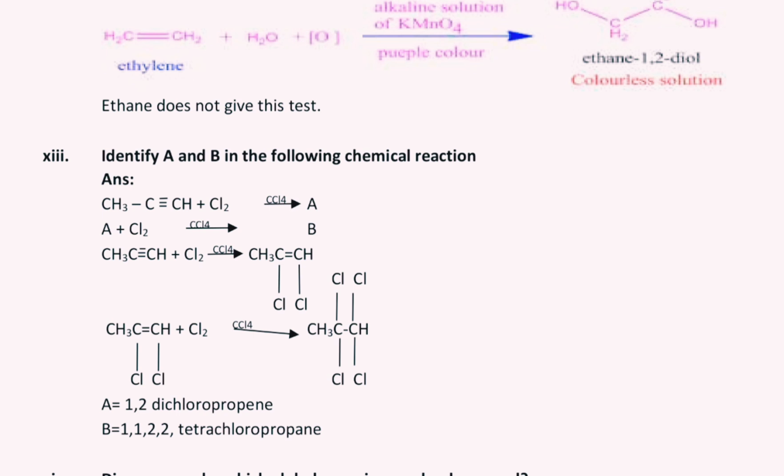Then we have the next question. Identify A and B in the following chemical reaction. We are starting from CH3, C triple bond CH, and we are adding chlorine here. That means one bond will be removed and two chlorines will be added on both sides. And in the next stage, we are again adding chlorine. So the second bond will be removed and chlorine will again be added on both sides. So it becomes 1,1,2,2 tetrachloropropane, because 4 chlorines are added here.